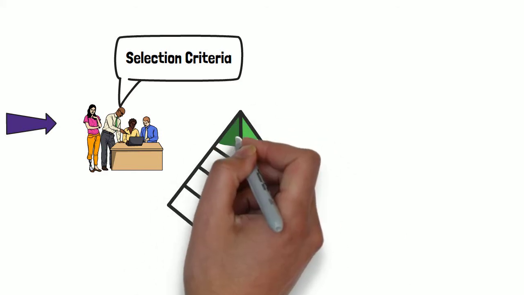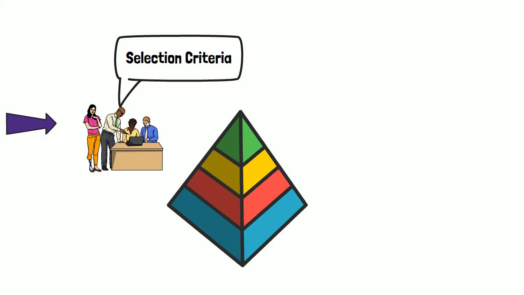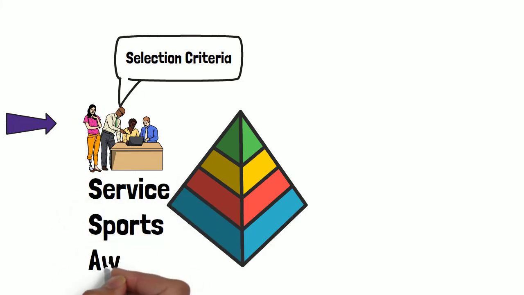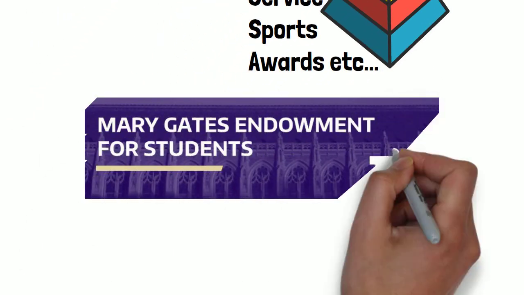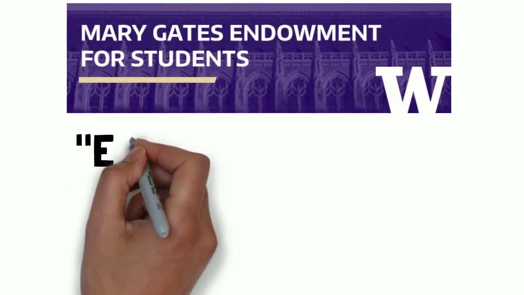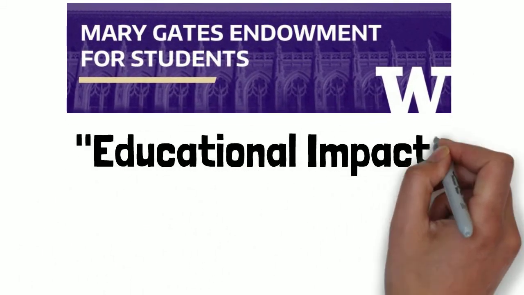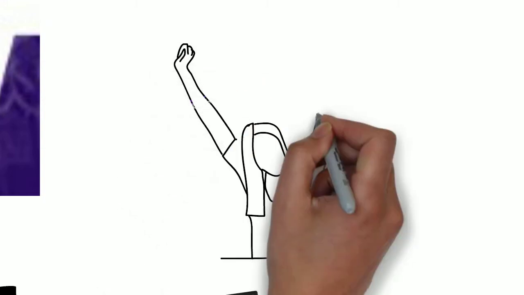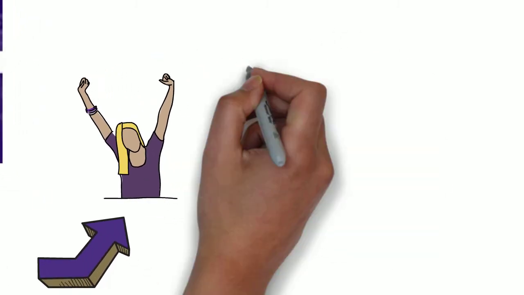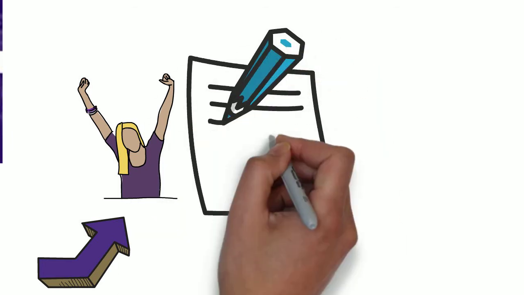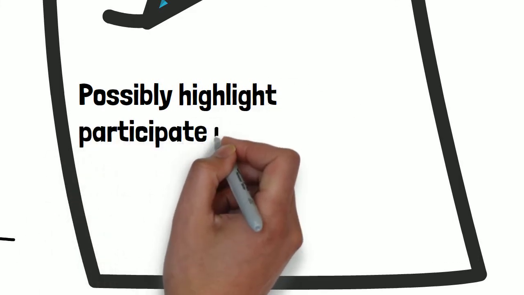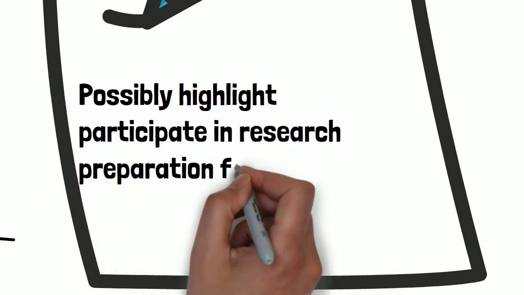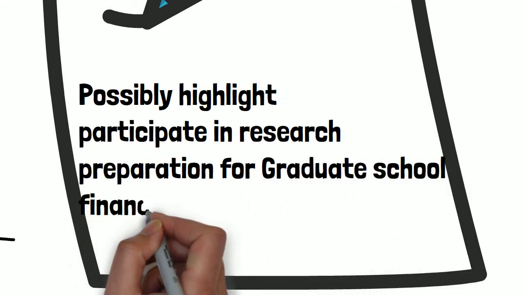The scholarship application will list the selection criteria so applicants know how to structure their application. If we take the Mary Gates Research Scholarship as an example, one of the selection criteria is the educational impact receiving the scholarship will have on the student. When thinking about their essay, a student might want to highlight how participating in research can help them prepare for graduate school, or how the financial support of the scholarship will make it easier for them to participate in research.